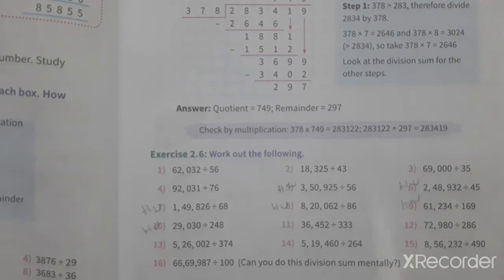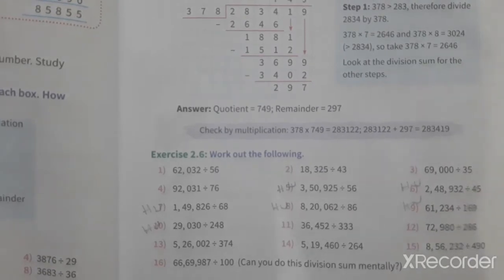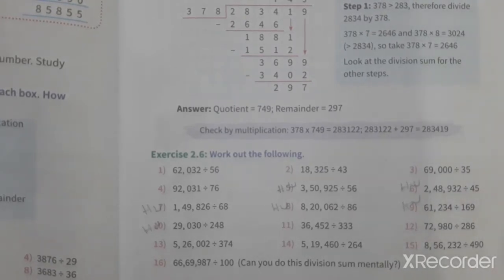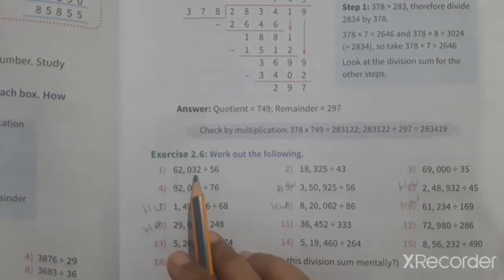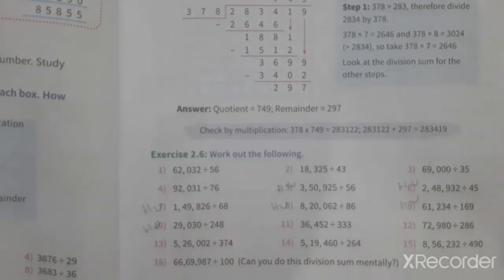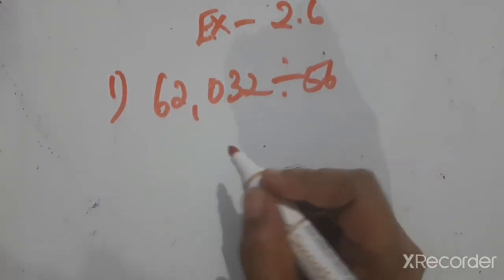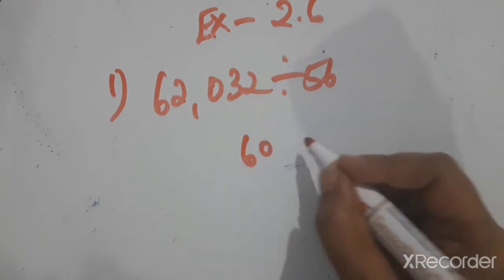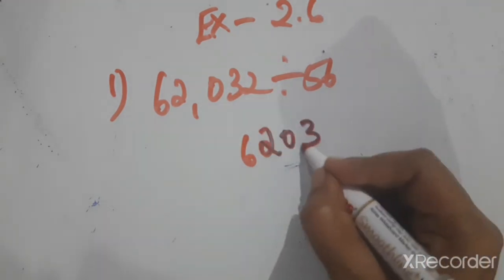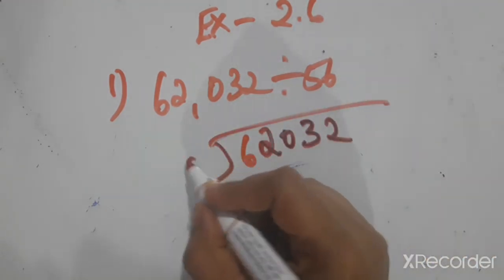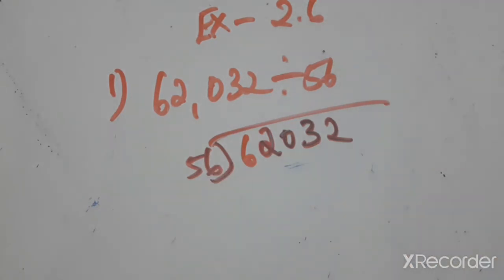Now Exercise 2.6, page number 17, children. First question: work out the following, 62,032 divided by 56. We can write the tables and keep them at the side, and we can try.